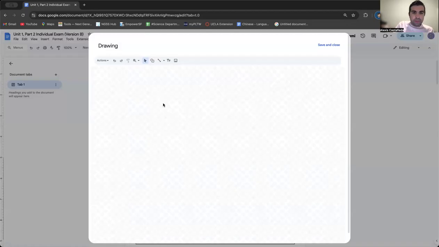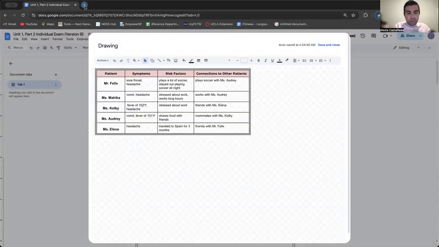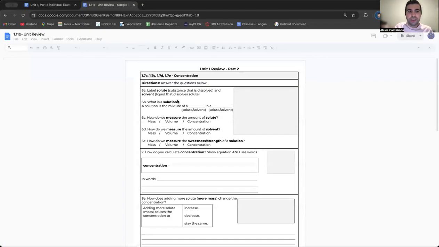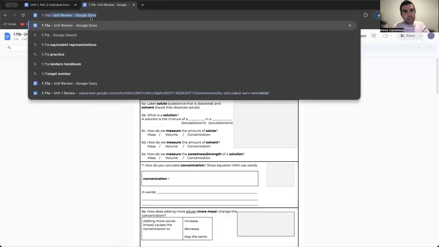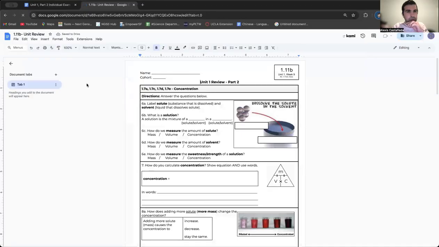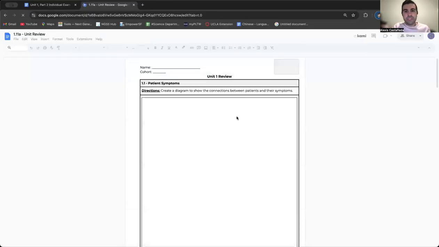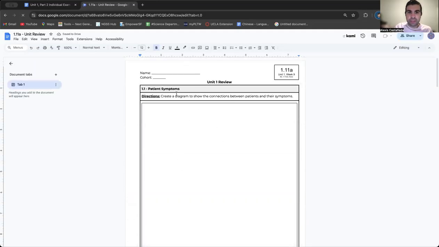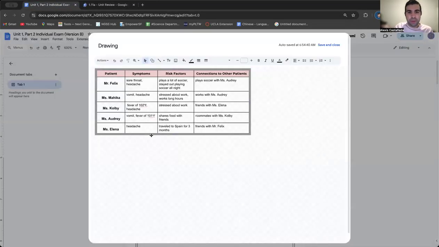So first of all, if you're wondering how to make this diagram, go back to page 1.11a, when we did the unit review. We did this in the first page, creating a diagram to show those connections. So if you want to look back at this to help you, you can also use that. But this is what we have here.